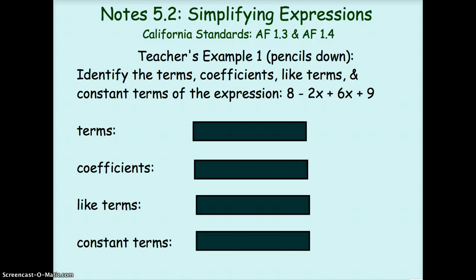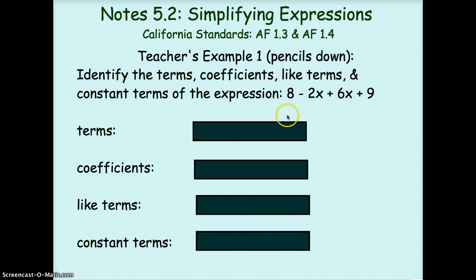Okay, teacher example 1. Identify the terms, coefficients, like terms, and constant terms of the expression 8 minus 2x plus 6x plus 9. Now for the terms, again, we're looking for numbers separated by an addition sign. First, we would want to skip change and turn this into 8 plus negative 2x. And the reason is, anytime there's a subtraction sign, it needs to stay with the number it's in front of. So it's essentially the same thing as a negative sign. Remember, subtractions and negatives are the same.